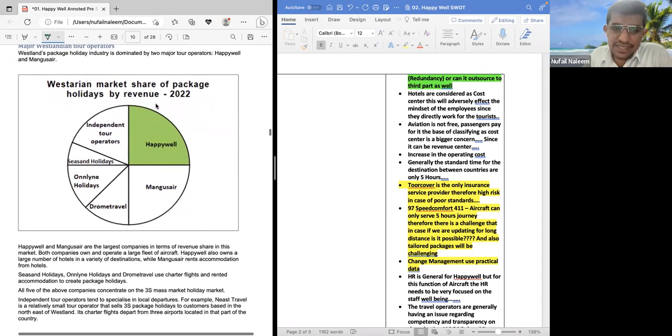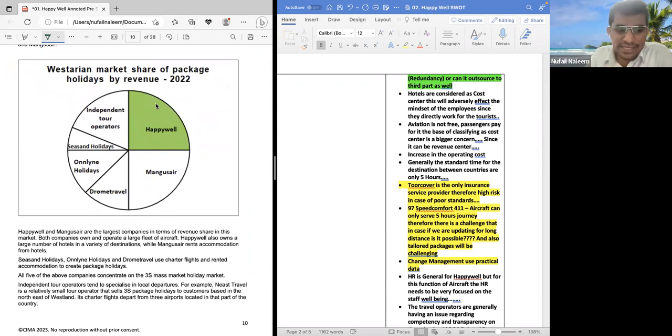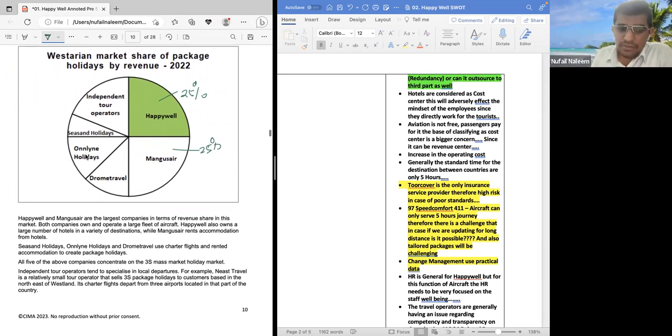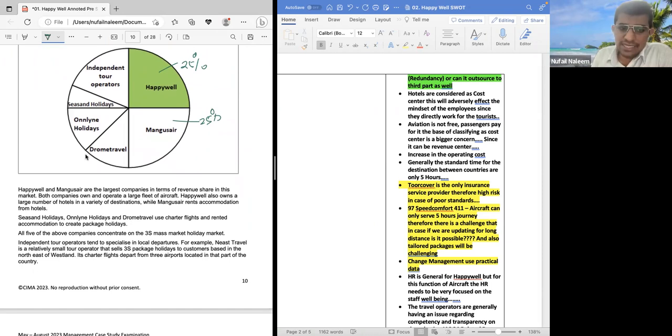Now, if you observe in this case, you can see equal, right? It's Happywell and MCS. Just from my quantification, I'll put 25% and 25%. Correct, no, students? And these are the other three players also. Happywell and Mango are the largest companies in terms of revenue share in the market. Both companies own and operate a large fleet of what, students? Aircraft, a large fleet of aircraft.